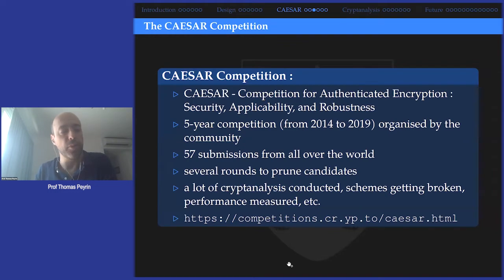So what happened is that the community thought, since we have this new primitive, let's motivate people to work on this by having some competition, and this is the CAESAR competition. It stands for Competition for Authenticated Encryption: Security, Applicability, and Robustness. It was a 5-year competition, starting in 2014, and it was organized by the community. There were a dozen, a bit more than a dozen researchers, very high-level professors, composing the committee. They could not submit a design, otherwise they would be biased, of course. And they were in charge of choosing in the end what would be the winner.